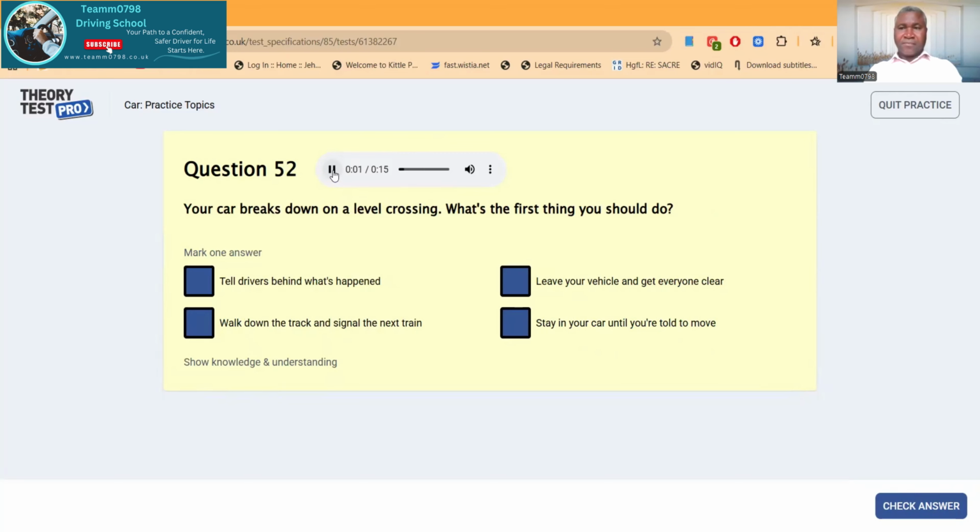Your car breaks down on a level crossing. What's the first thing you should do? Tell drivers behind what's happened. Leave your vehicle and get everyone clear. Walk down the track and signal the next train. Stay in your car until you're told to move. Leave your vehicle, get everyone clear.